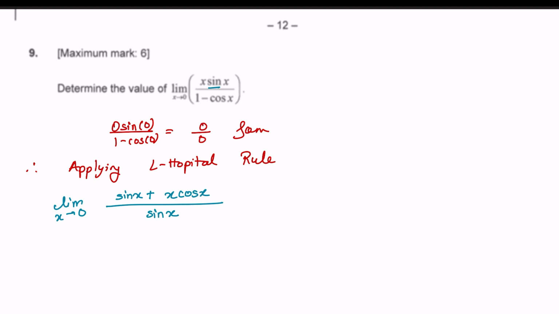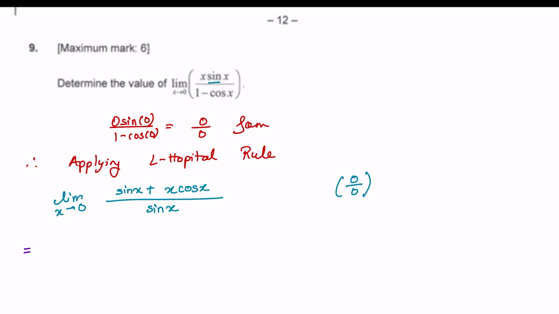Now, if you still place x equals 0, you get 0 by 0 form. Because the denominator is sin 0, and the numerator is sin 0 plus 0 times cos 0, which is again 0. So we have to differentiate it once again.